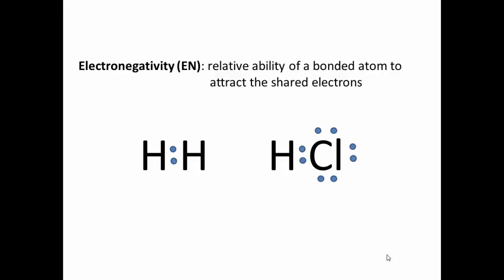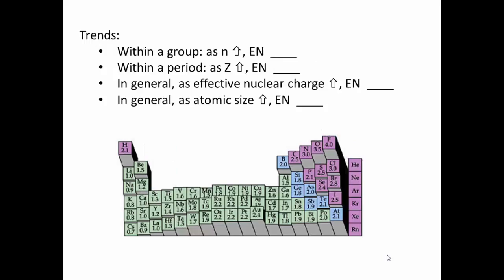I want to look at how we decide which atom has a higher electronegativity. If we look at our periodic table, I have listed here the values of electronegativity for all of our elements. If you notice, we do not have values for the noble gases. That's because they do not tend to bond, so we don't assign them electronegativity values.